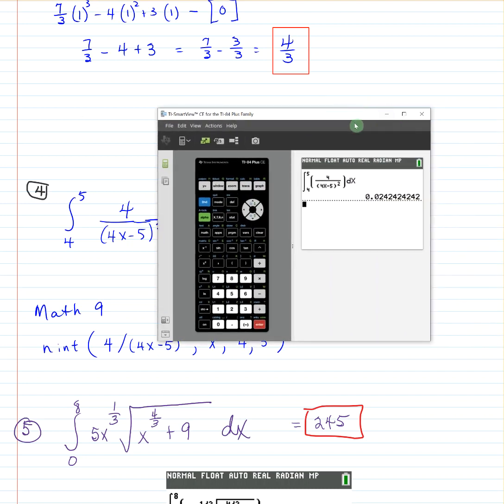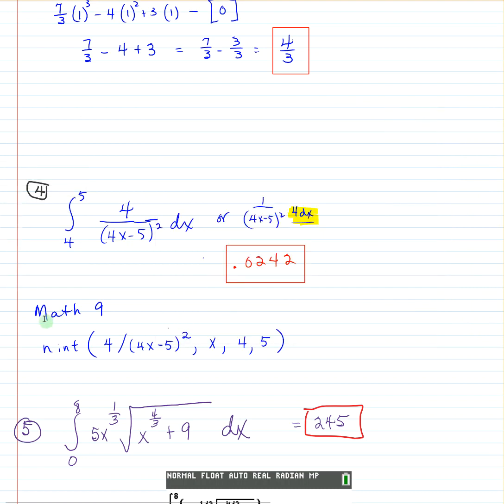Now, that's if you had the newer operating system. If you have an older one, like a TI-83, you can still do it. It's Math 9, and it would put int on the screen with a parenthesis. You can put this as your function.